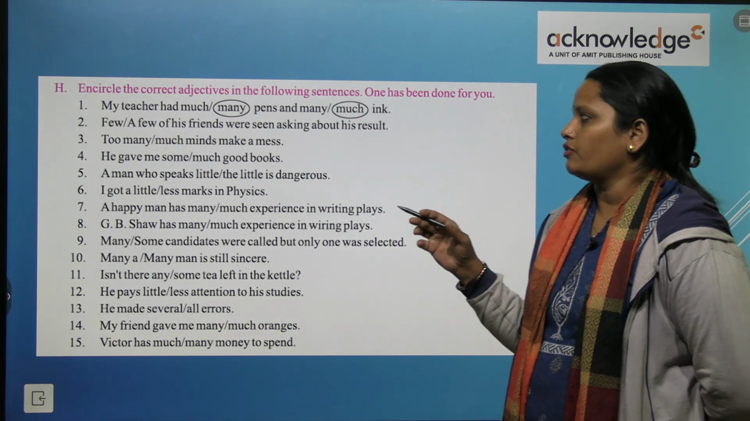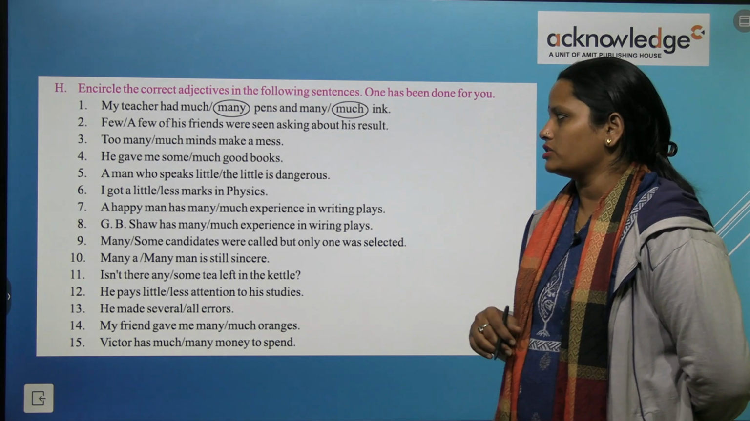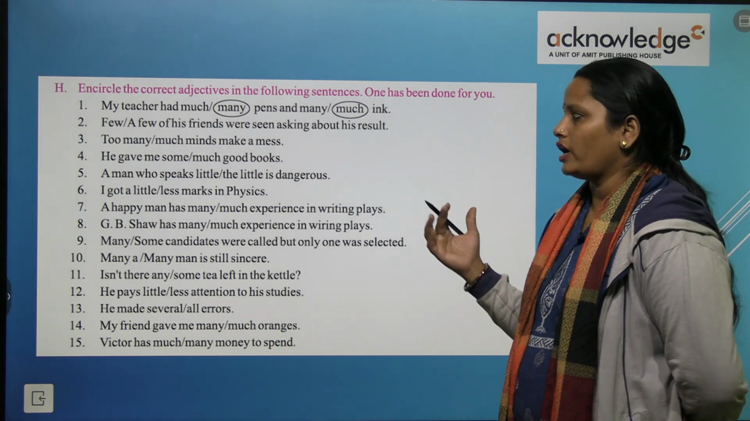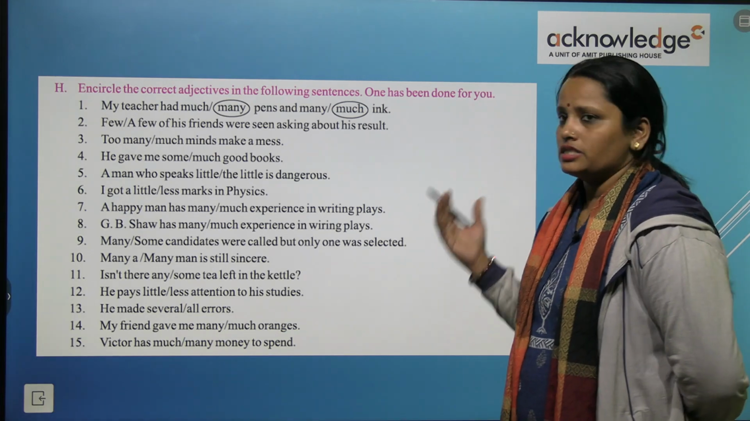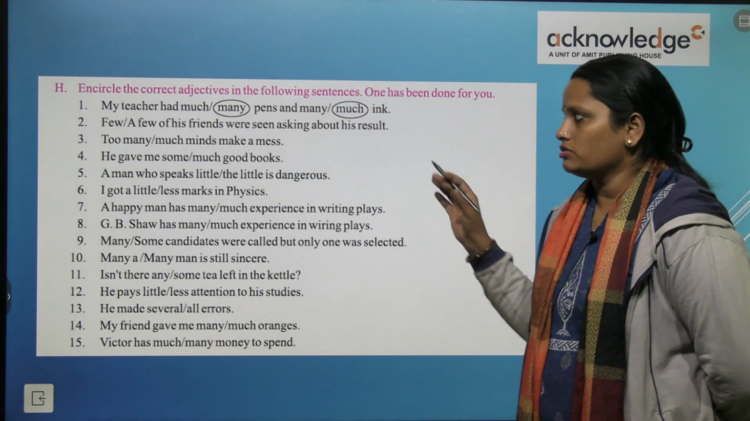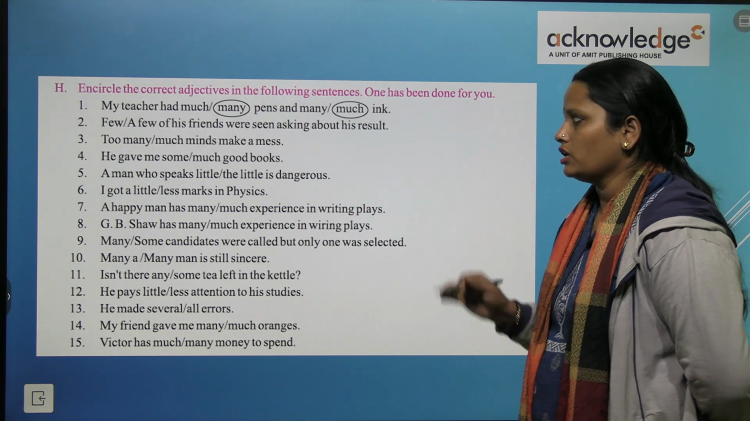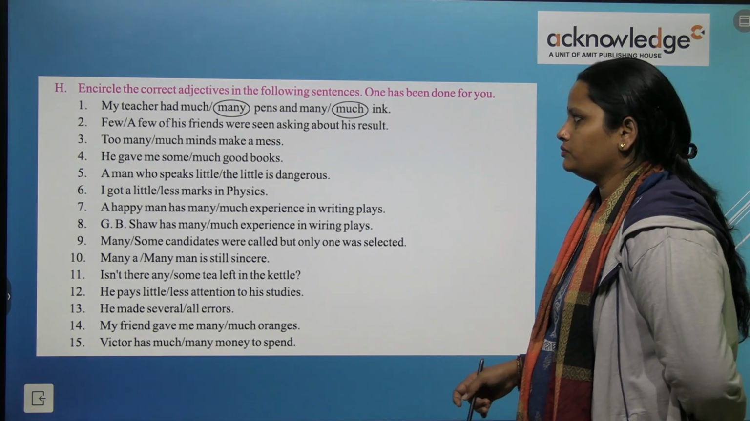Few of his friends were seen asking about his result. Few आएगा या a few आएगा, you have to decide it because we have done so many examples in our book. So children, this also is your homework. You have to do it on your own.